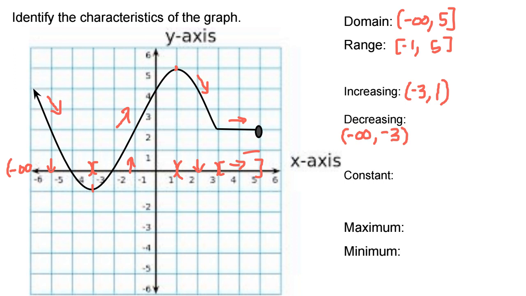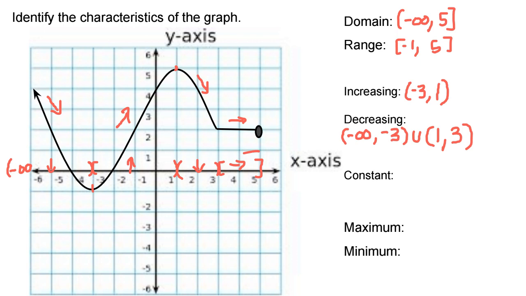And then it looks like I'm decreasing again. So I'm going to put my union sign, and I'm decreasing from 1 to +3. Okay, so at +3, it looks like I'm flat again. And you can see it's flat from 3 to 5. And that's where the graph is constant.